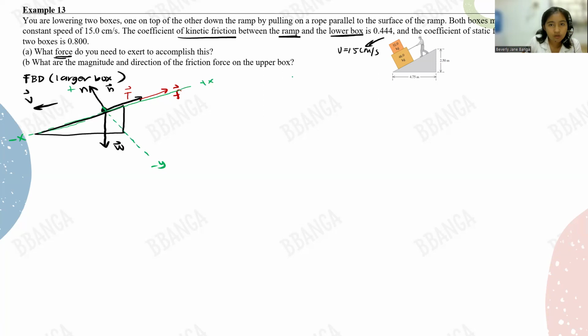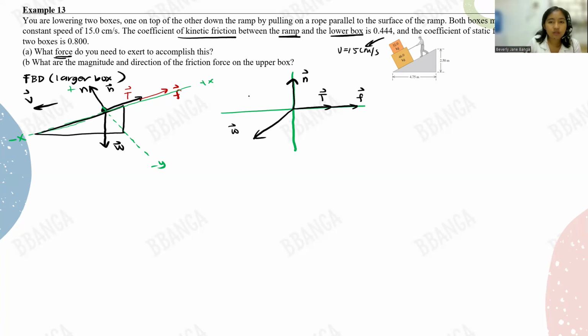Pwede niyo siyang i-restructure dito. Okay. Pwede ko siyang i-drawing ulit dito. This is normal. And then this is tension. And then friction. And then this is weight. Okay, so ganyan yung itsura natin, no? Ay, itsura ng FBD natin.